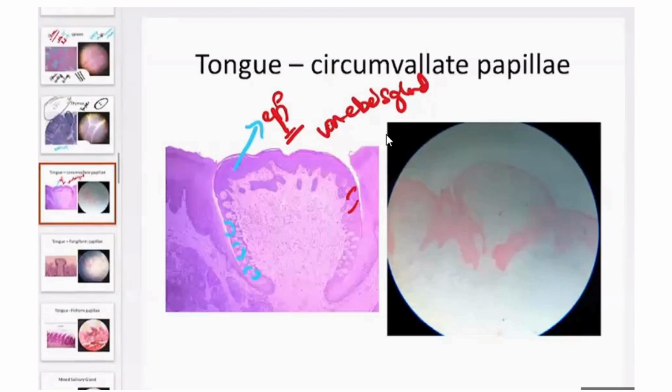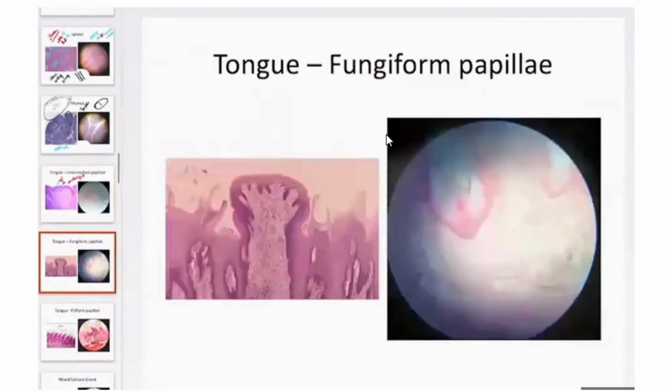Next is fungiform papilla. So we know the location of the papilla, right? The tongue is divided into an anterior two-thirds and a posterior one-third. So clear? There are various types of papilla, filiform and fungiform. Now we'll proceed with the acini.